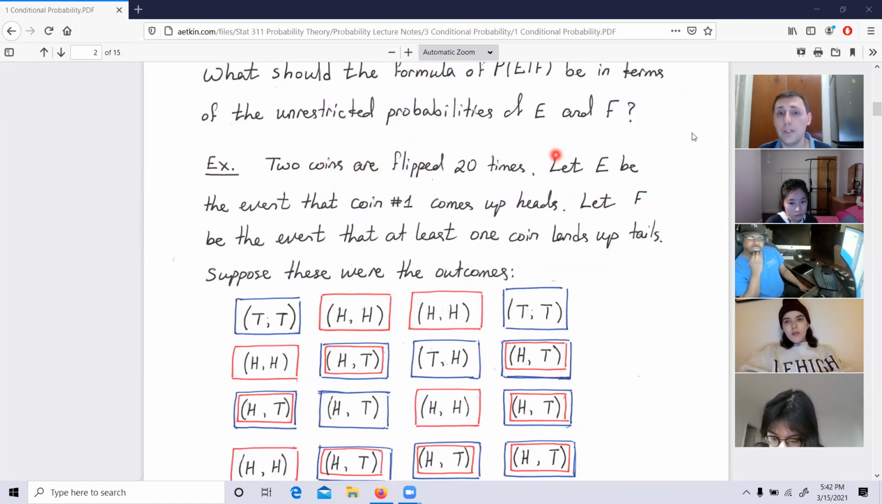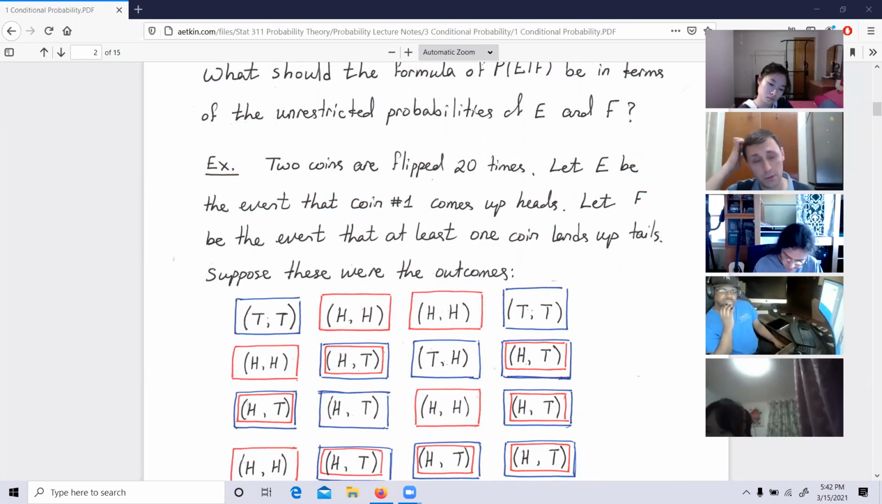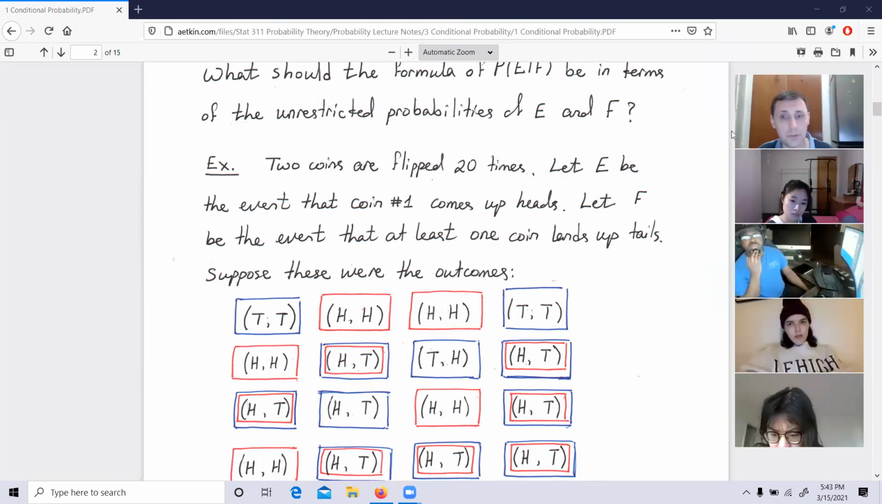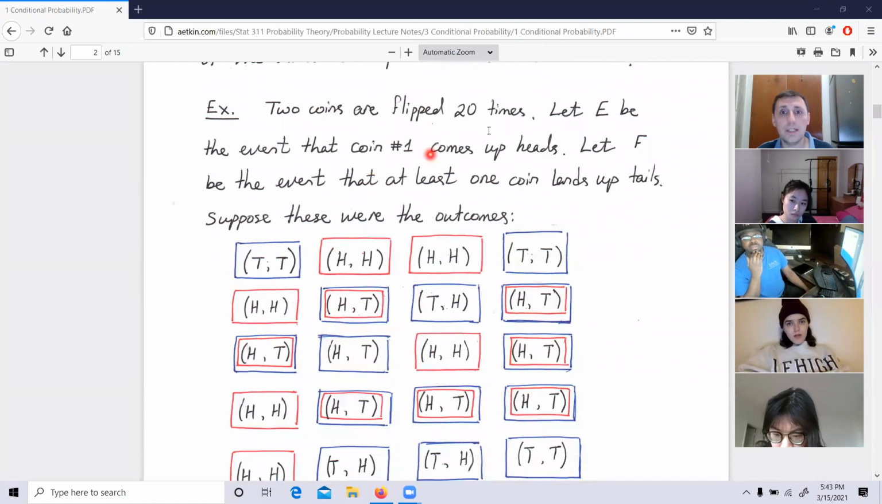So to make it precise, let's begin with the experiment in which we flip 2 coins 20 times. You understand? We flip a pair of coins and we do that 20 times. This is an actual experiment that I performed by actually flipping coins 20 times. I just threw a bunch of them at the same time. So let E be the event that coin 1 comes up heads, and let F be the event that at least one coin lands heads.